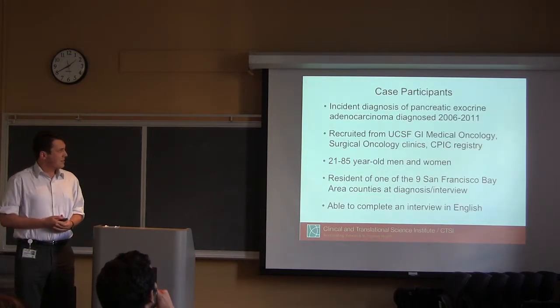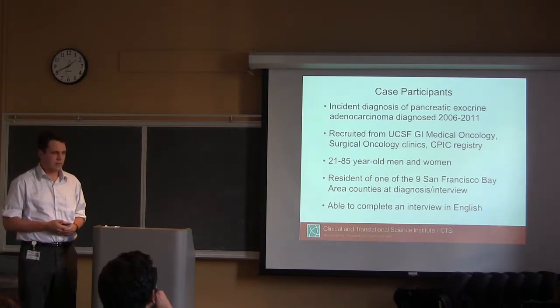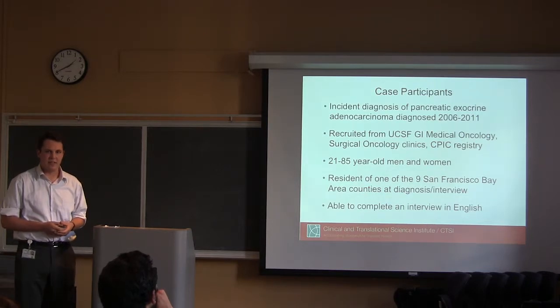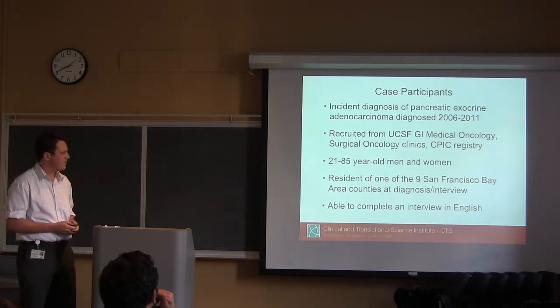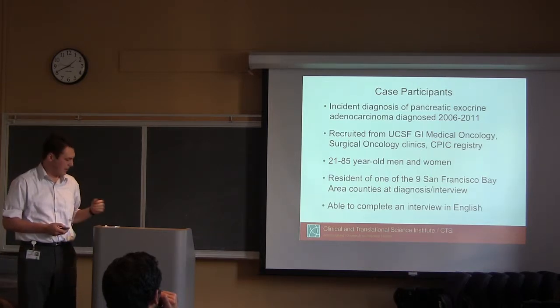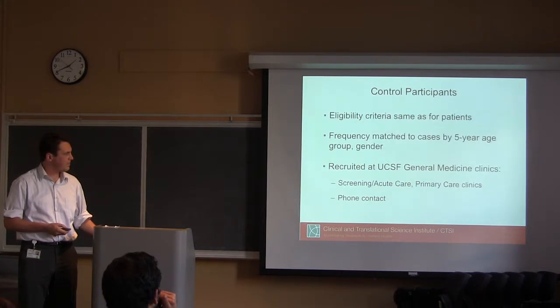To be a case, you had to have been diagnosed with exocrine pancreatic adenocarcinoma between 2006 and 11. And these patients were recruited from our medical onc and surgical onc clinics here with some supplemental data from the Cancer Prevention Institute of California and CPMC records. You had to be between 21 and 85 years old, and you had to live in San Francisco Bay Area County. And you had to be able to complete the interview in English. Same goes for controls, except for the diagnosis of pancreatic cancer.